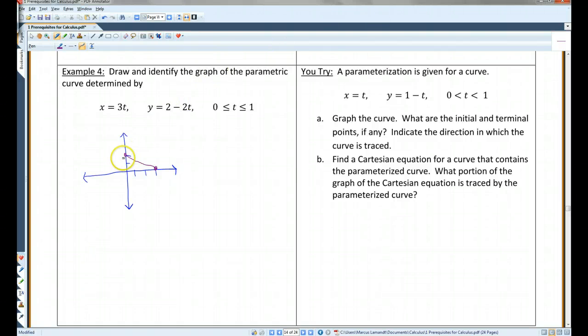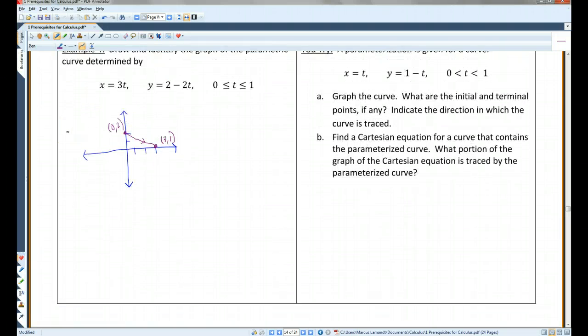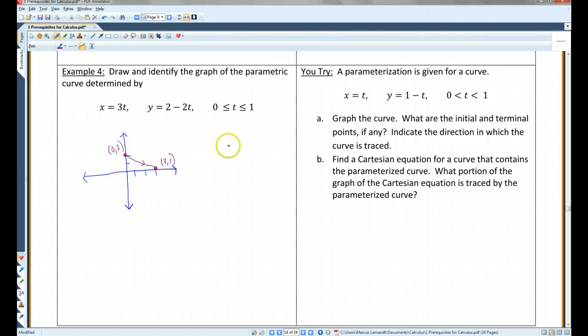Alright. So it doesn't really ask you to find the initial and terminal point, but if you plug in 0, you're going to get x equals 0 and y equals 2. 0, 2 is here. And if you plug in 1, you end up with 3, 1. 3, 1 is over here. So in this case, it's traveling this way. Okay. Alright, and that's really all they ask us to do. They don't ask us to convert into Cartesian or anything like that, so you can just leave it like that.